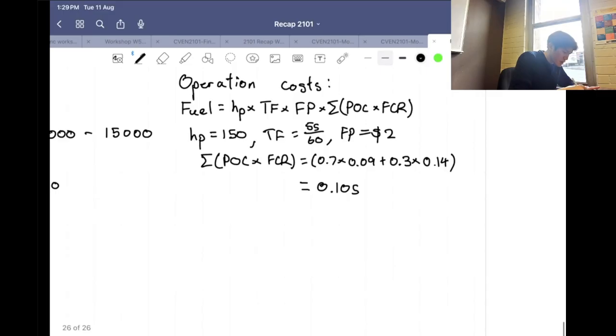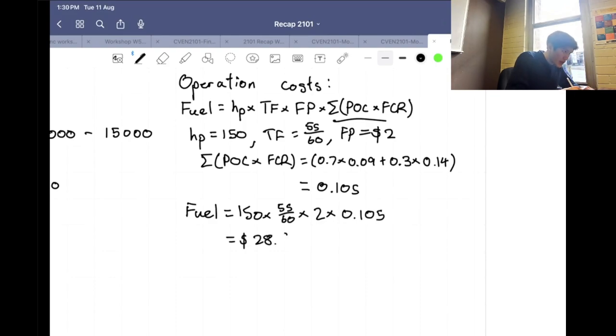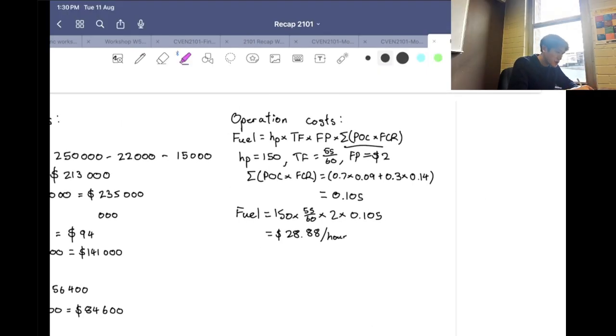0.105. So your total fuel cost will just be the product of horsepower times time factor times the fuel price times your sum of this, which is equal to 150 times 55 over 60 times fuel price of 2 times 0.105. Should give you 28.88 per hour. Any questions? So that is your fuel.